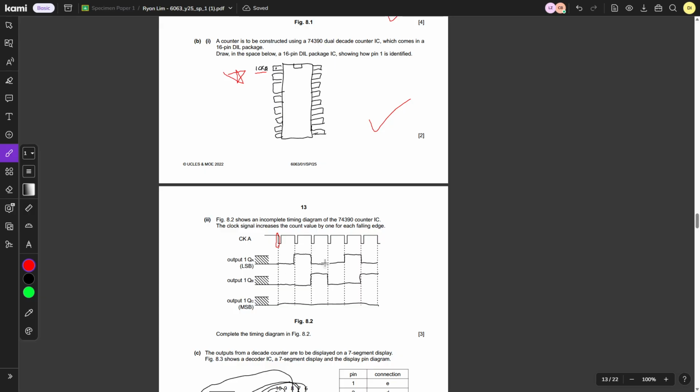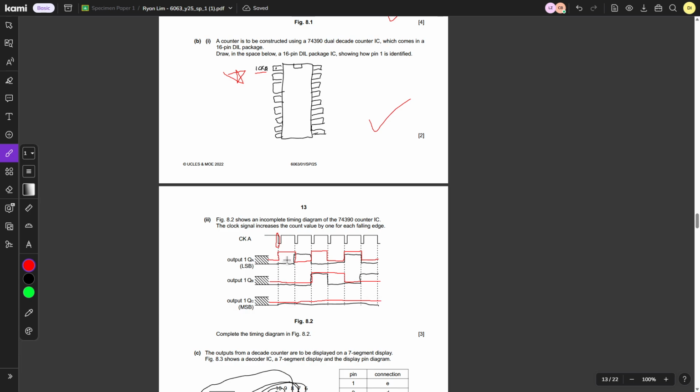Also, even if this was right, when this falls, this should increase, then this should remain high. So the correct configuration would be this. I'm going to draw it a bit higher. It will be this, and then because it's QA, it'll keep alternating. QB would be 0, and then high, and then low, and then this would be 0 all the way.